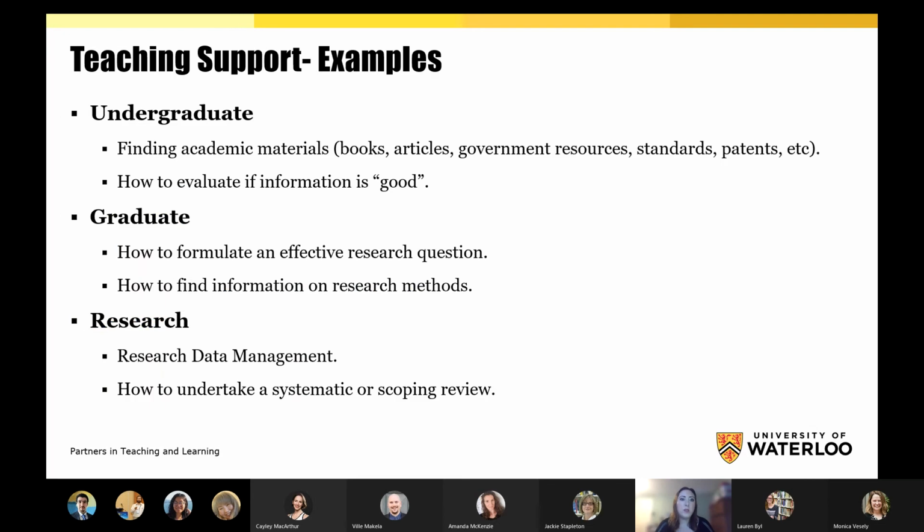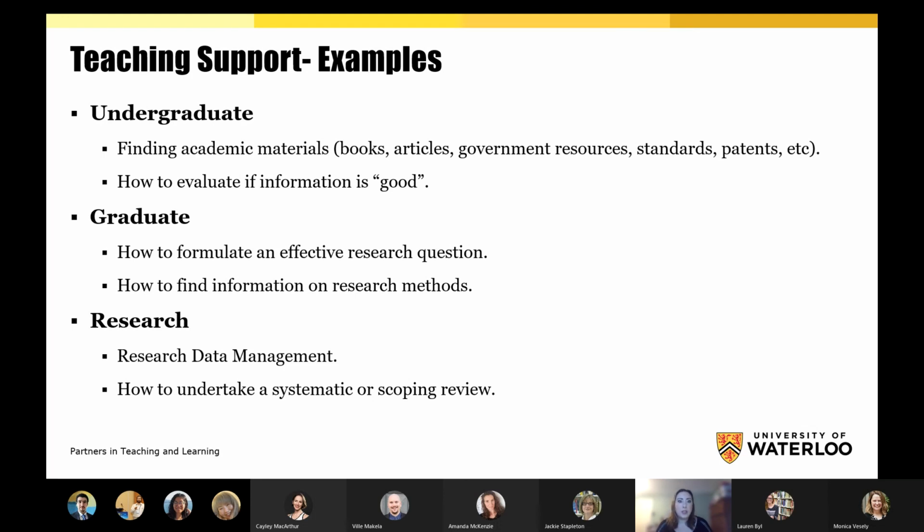We provide teaching supports across the range of the undergraduate, graduate, and research or scholarly experience. At the undergraduate level, this can include helping students figure out if the information they're working with is relevant or applies to the research project they're working on. It can be distinguishing between academic materials. It can be really specific, things like patent searching, which comes up especially in the entrepreneurial ecosystem at the University of Waterloo.